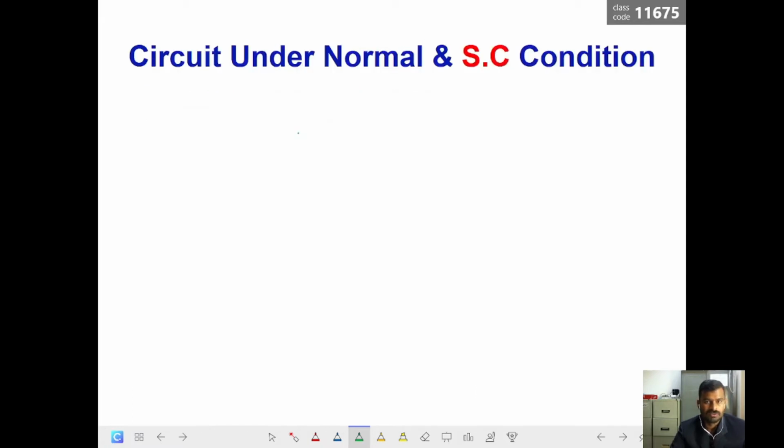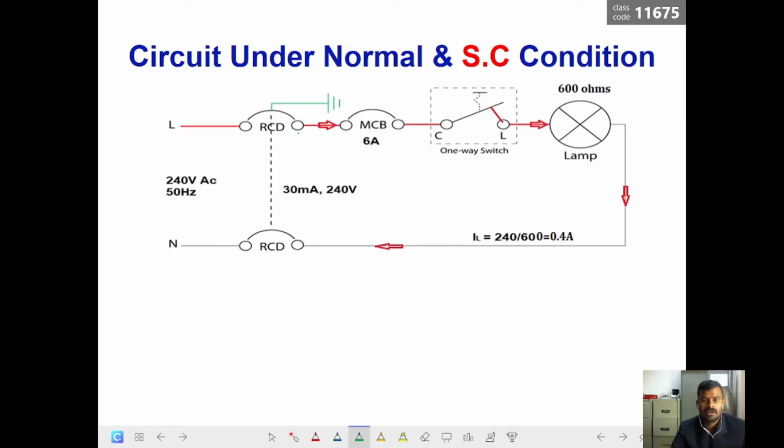Let us go through a small comparison between normal condition and short circuit condition. You can see here one small circuit which has a lamp connected with all the protective devices. The supply voltage is 240 volt AC and the frequency is 50 Hz. I have an RCD with 30 milliampere tripping current and 240 volt. Similarly, I have an MCB designed for 6 amperes, and I have a lamp here. The normal resistance of this lamp is 600 ohms, and I have a one-way switch here.